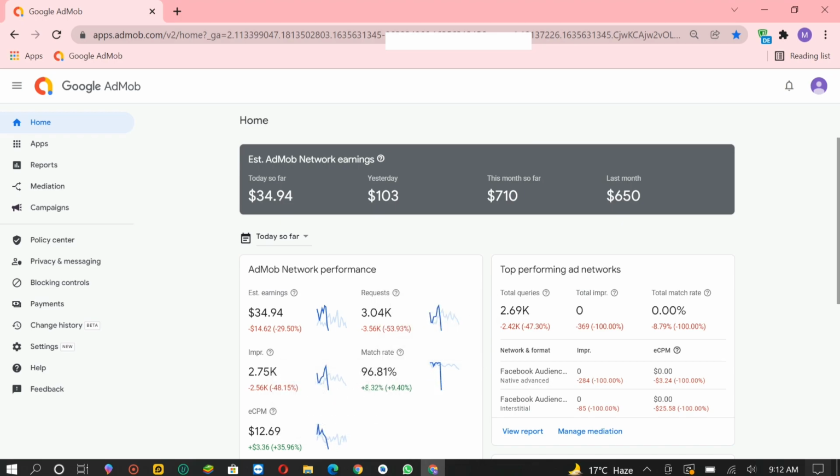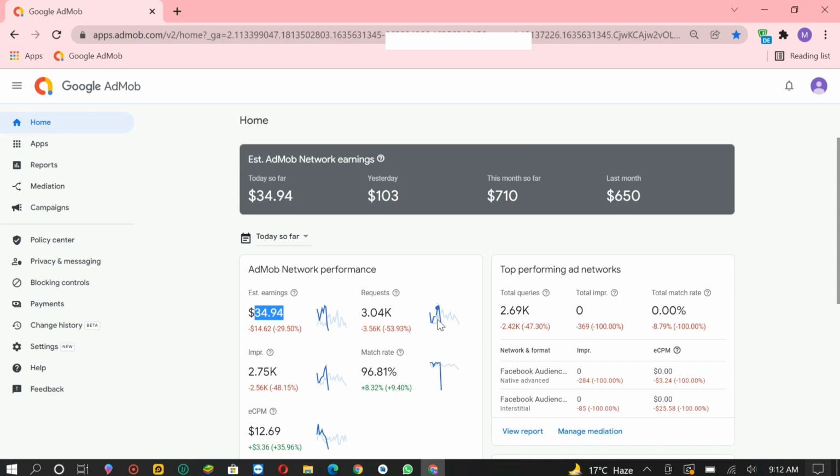Also, when an application is opened, what you people do is load a banner ad, you also load native ads in your recycler views, and you also load an interstitial ad.